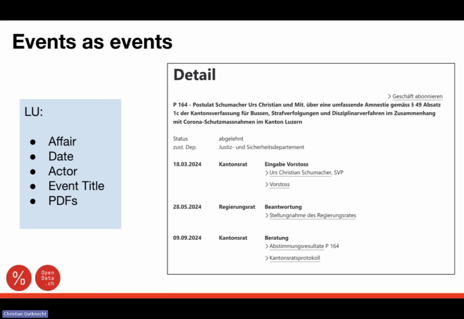Then for today, I have this event topic. I think this is one of the most challenging entities to grasp, and any inputs about how to solve this perfectly are very welcome. For example, here we have an affair from Lucerne, and from my understanding this is quite clear. You have an affair and you have the events, you see the actors, you see a date, you have some documents for the event, and this makes it clear, right?